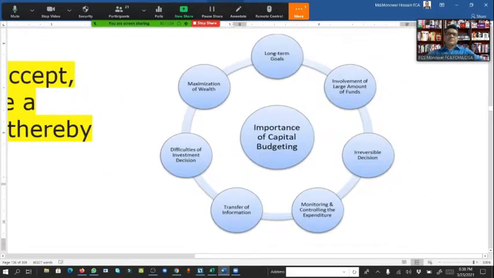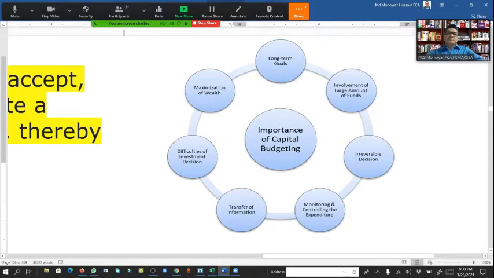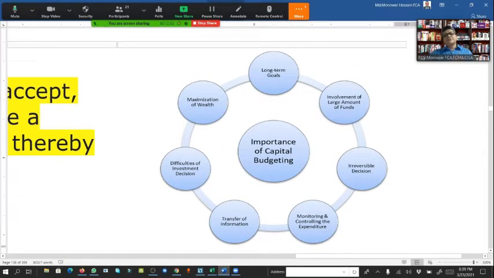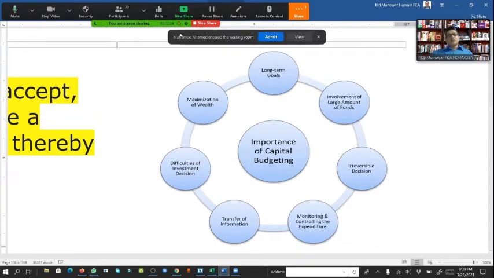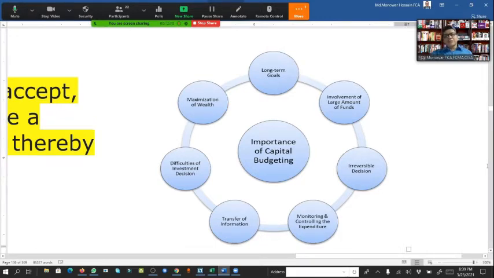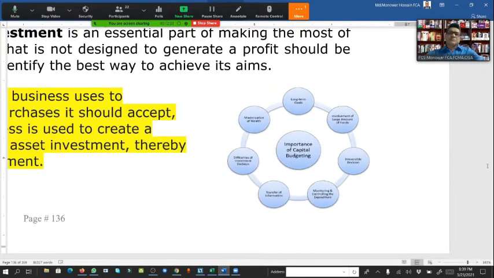Capital budgeting is very important because the ultimate goal is to maximize the wealth of the organization. It is a long-term goal involving a large amount of funds, monitoring and controlling expenses, transfer of information, and difficult investment decisions. Taking a good decision maximizes the wealth of the organization. That is the great importance of capital budgeting.